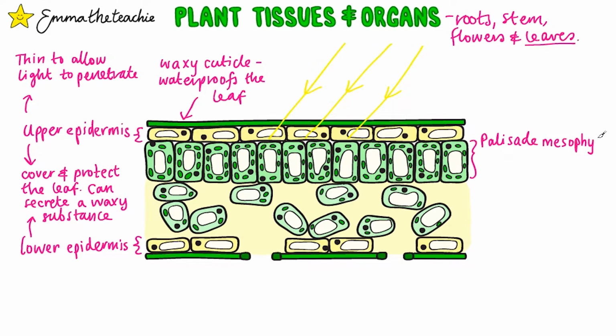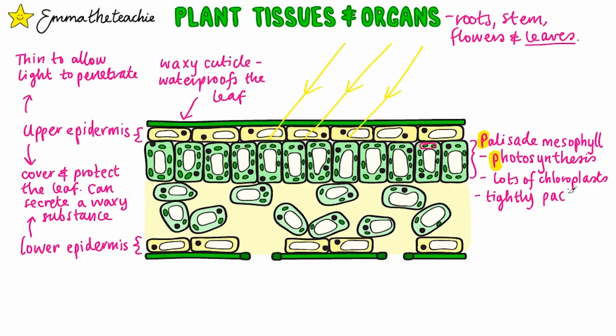The next layer is the Palisade mesophyll. This tissue is responsible for photosynthesis. You can remember it by P for Palisade as P for photosynthesis. To carry out this function, it has lots of chloroplasts, and these contain chlorophyll to absorb the light for photosynthesis. This tissue is tightly packed, and this maximizes the amount of light that gets absorbed for photosynthesis.